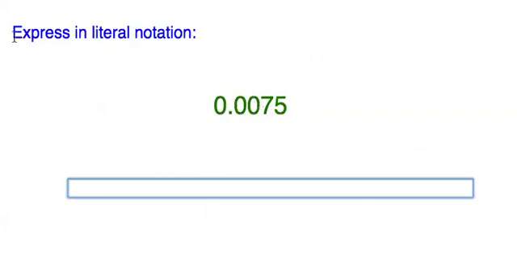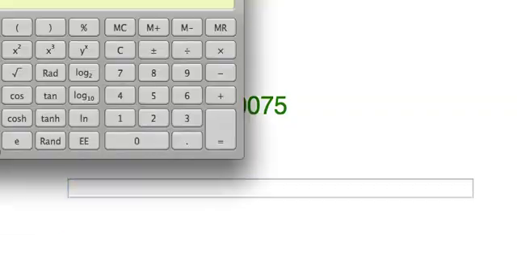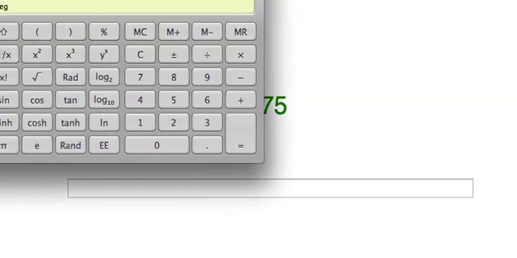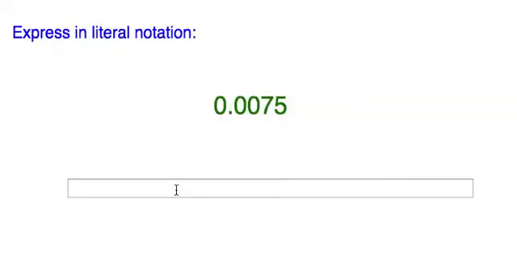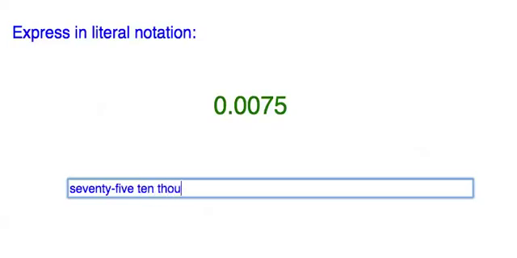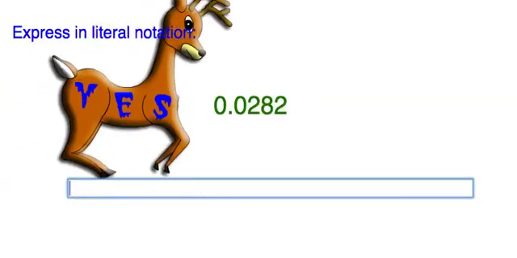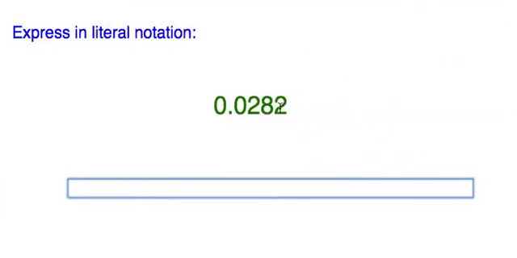Let's do this one. If I cover up the decimal, and you would normally cover this up using your hand, but I'm using my calculator because you can't see my hand, it's 75. So it's that easy. 75, and the last decimal place, which is 10,000ths. So tenths, hundredths, thousandths, 10,000ths. 282 10,000ths.